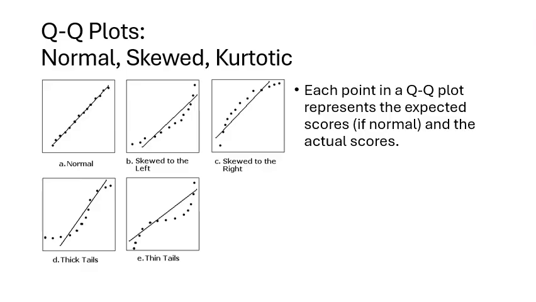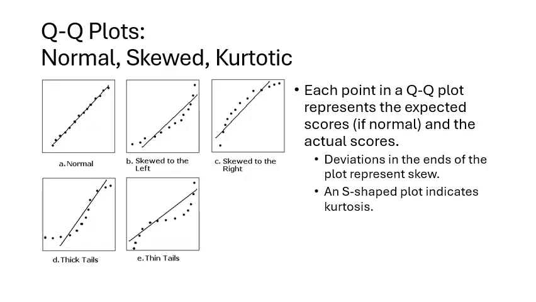So just in a nutshell, each point in a QQ plot represents the expected scores if the distribution is normal and the actual scores, and they're called observations. Deviations at the ends of the plot represent skew, and an S-shaped plot, meaning your points are forming an S shape, indicates kurtosis. Both of those would be evidence of non-normality, a violation of that assumption.